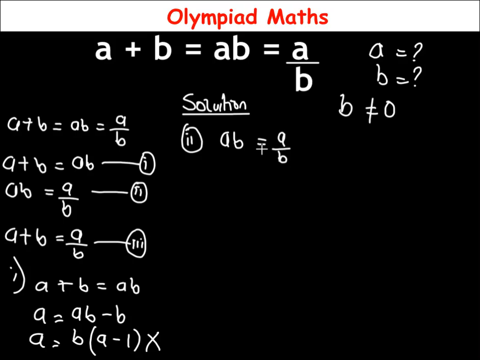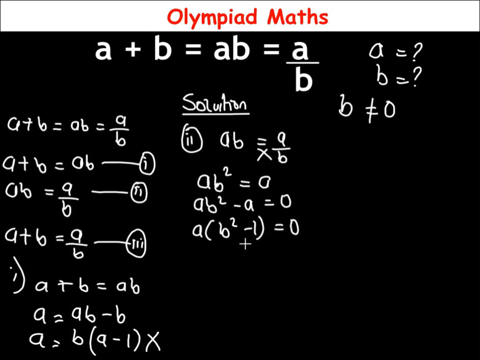So to the next equation, number 2, we have it that AB is equal to A over B, right? So let's then cross multiply such that AB times B gives us AB squared is then equal to A. From here, let's move A to this side. We have it that AB squared minus A is equal to 0. So from here, if you factorize out A, we have A into bracket B squared minus 1 is equal to 0. Now, in this case, it's either A is equal to 0 or B squared minus 1 is equal to 0.